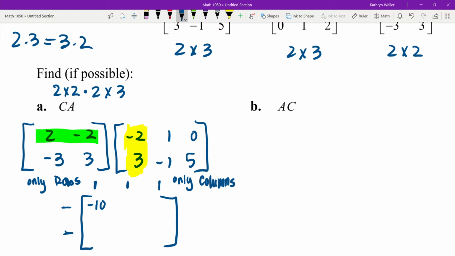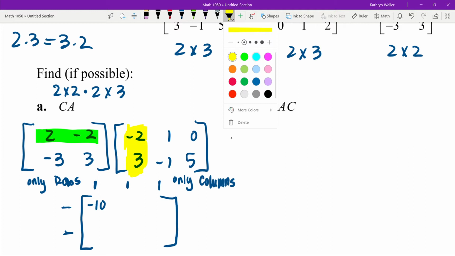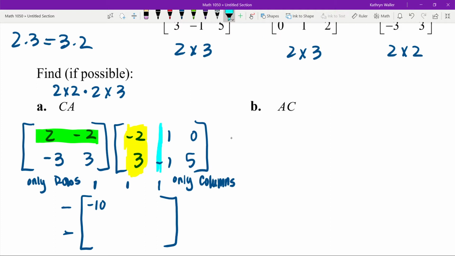Okay? Now, once I do that, I change columns. So now I'm over here, and I'm going to use this column right here. Once again, it goes like this. Okay, watch the rotation. First number, second number, first number, second number. Boom. So the 2 goes to the 1, the -2 goes to the -1. Okay, so you go 2 times 1 is 2. -2 times -1 is a +2, and 2 plus 2 is 4.